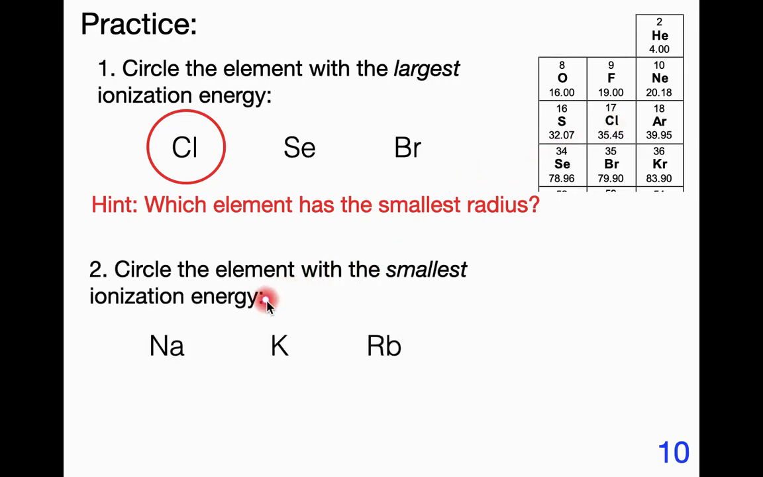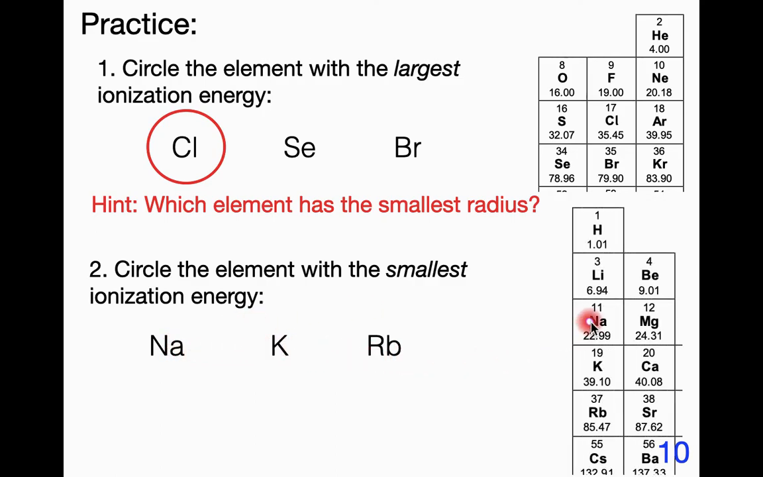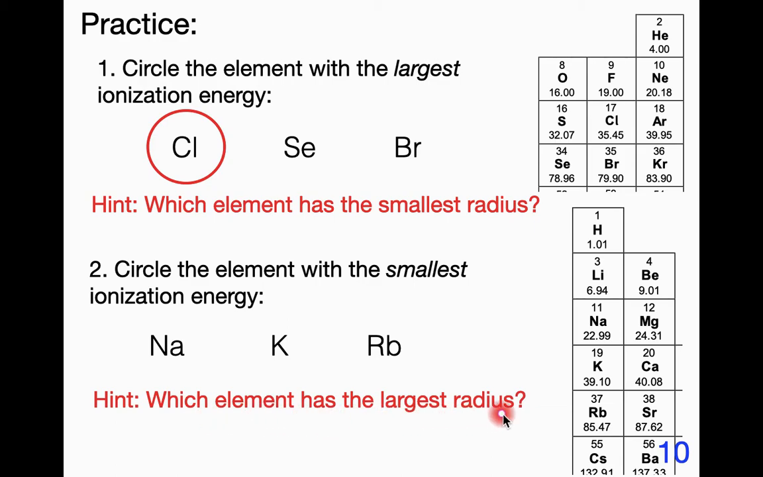Circle the element with the smallest ionization energy. So these are all alkali metals: sodium, potassium, rubidium. So remember that the atoms get larger as we go down. So which one has the largest radius? That would be the one that would have the smallest ionization energy, because it would be easier to remove an electron. So of the three, rubidium is the largest. Easier to remove an electron from rubidium than from potassium or sodium, because rubidium is so much bigger.